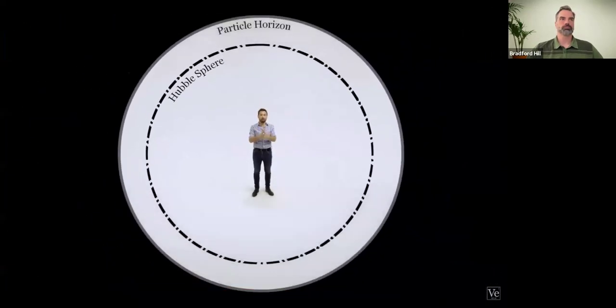But their light has entered our Hubble sphere and had enough time to reach us, and so we can see them. So the observable universe is larger than our Hubble sphere. It's actually limited by what's called the particle horizon. That is based on the amount of time light has had to travel towards us since the beginning of time. That is 13.8 billion years ago, as far as we can tell.